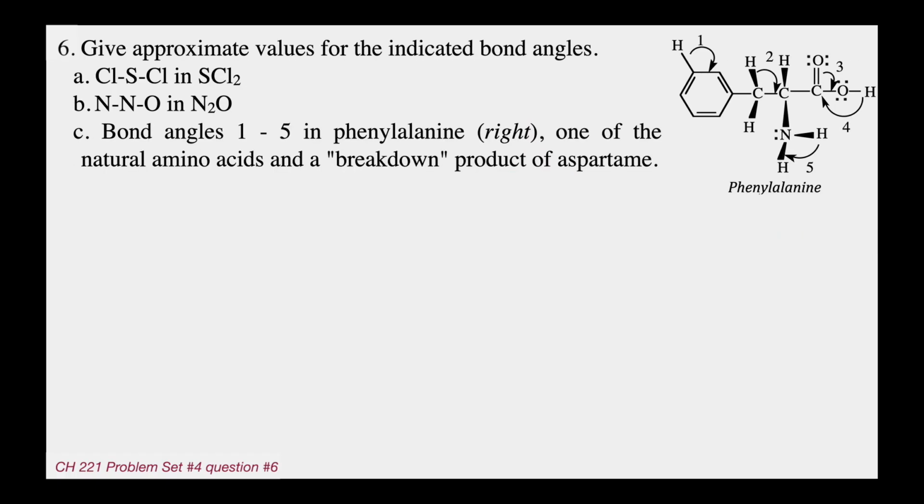Give approximate values for the indicated bond angles, and there's basically 3 questions. The first one is about SCl2, the second one is about N2O, and the third one is for that phenylalanine structure there on the right. Okay, so punchline for basically all the problems in this problem set, draw the Lewis structure and then go through and interpret at least the electron pair geometry. The electron pair geometry will help you figure out bond angles, all right, because most of the time a tetrahedral bond angle is about 109. A trigonal planar is about 120. Linear would be 180, stuff like that.